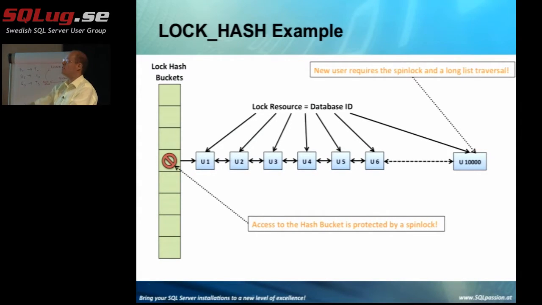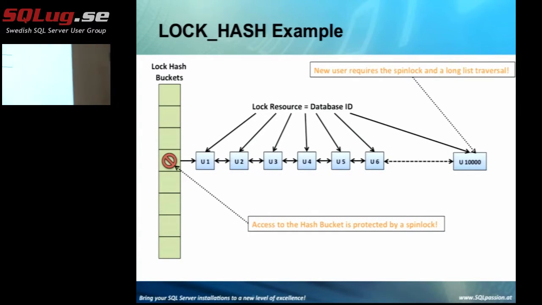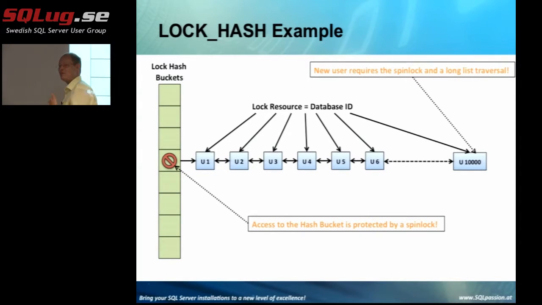You acquire that spinlock, and then you have to go through that linked list to find the tail. The longer that linked list is, the longer it takes. And in the meantime, you have protected that linked list with a spinlock, which means everyone else who wants to access that linked list waits in a busy while loop. The CPUs are going up to 100% and SQL Server is not performing any useful work anymore. Spinlock contention. Let's have a look at that one.